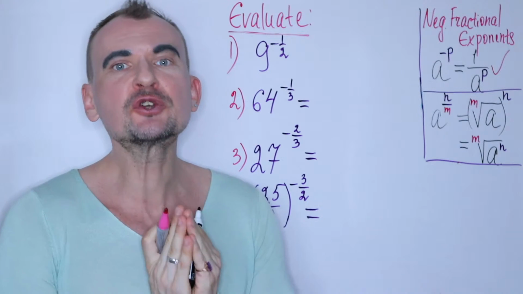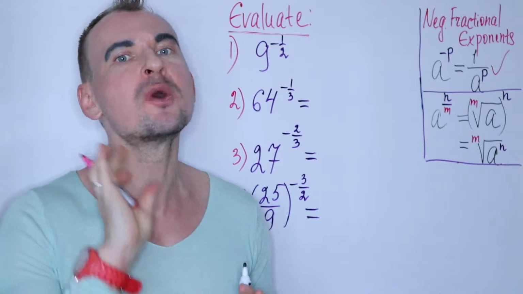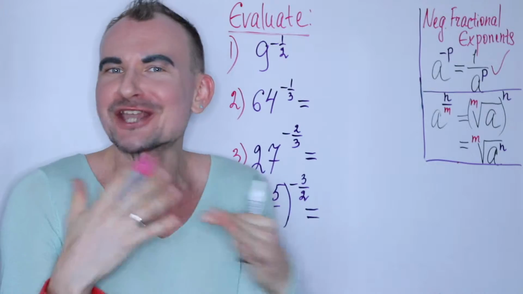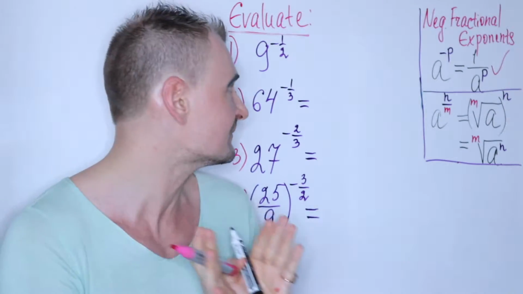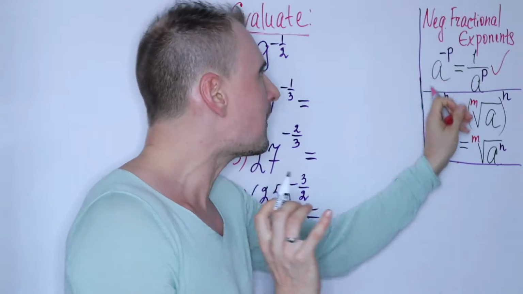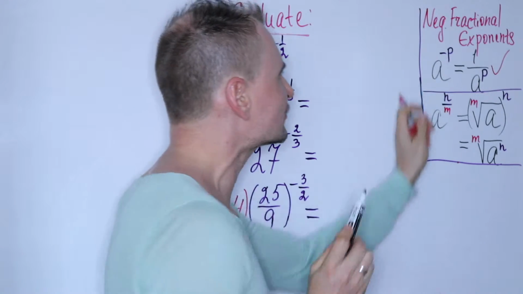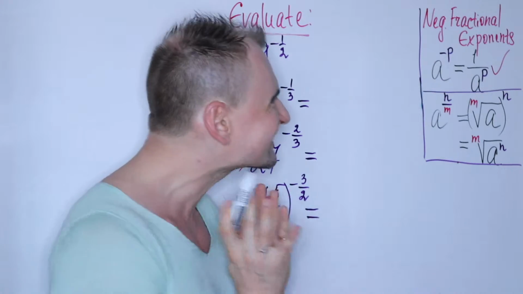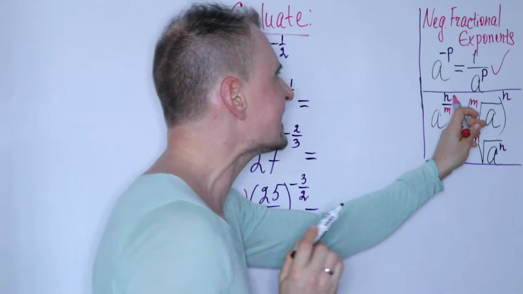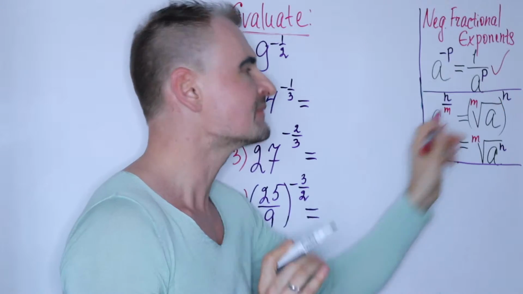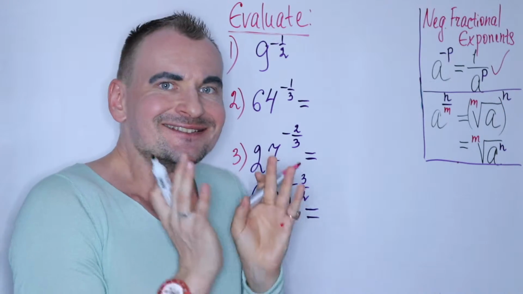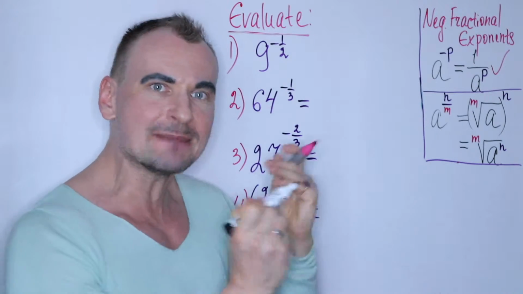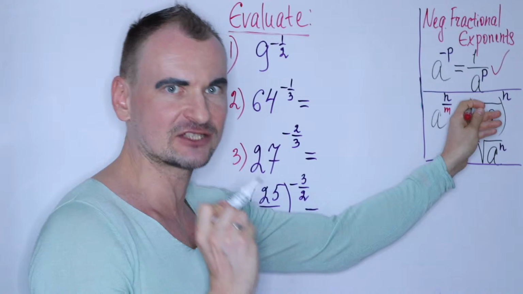Hey guys, today I will show you how to evaluate numbers raised to a negative fractional power, or fractional exponent, or rational power, or rational exponents, which is precisely the same thing. So if you are given a negative power, let's say any base a raised to the negative power p, it's equivalent to 1 over a to the p power. So basically it indicates the reciprocal. All you need to do is just take the reciprocal. So 1 over a to the p.